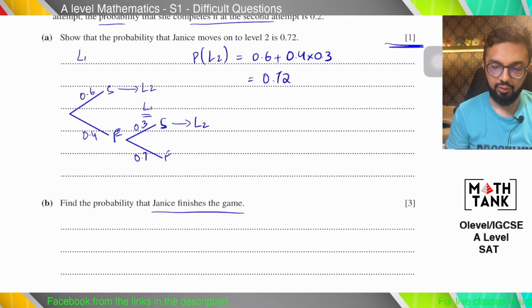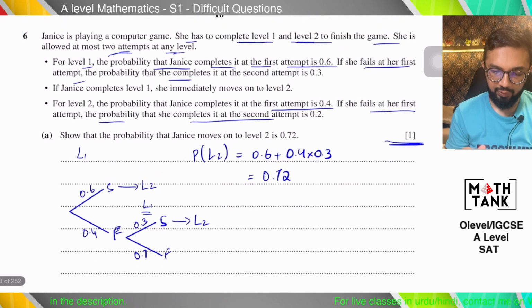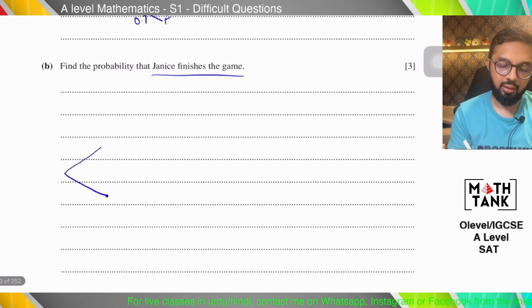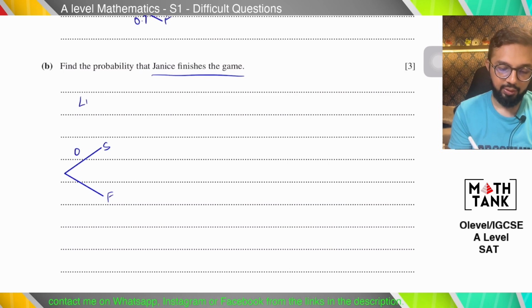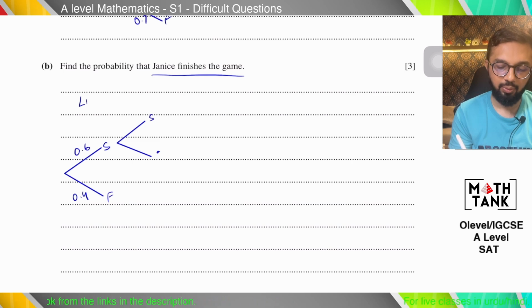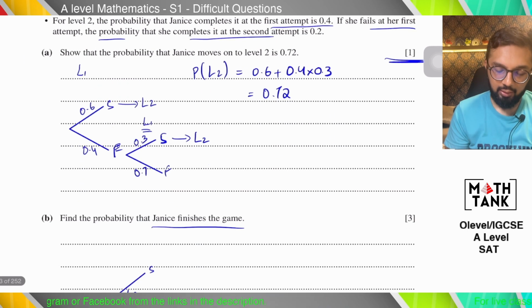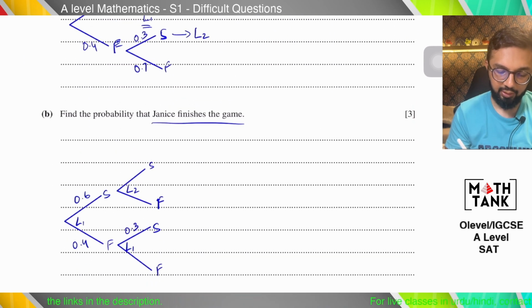I will see that Janice finishes the game. So for level 2, the probability if she fails at her first attempt. Okay, so I'm going to start drawing this again. Success, failure in level 1, 0.6 and 0.4. If she succeeds, she moves on to level 2, where she can succeed or she can fail. I'm going to write small level 2 here so that you know what level I'm solving. This is level 1 again. Succeed and fail. If she fails, then she takes 0.3 and 0.7.